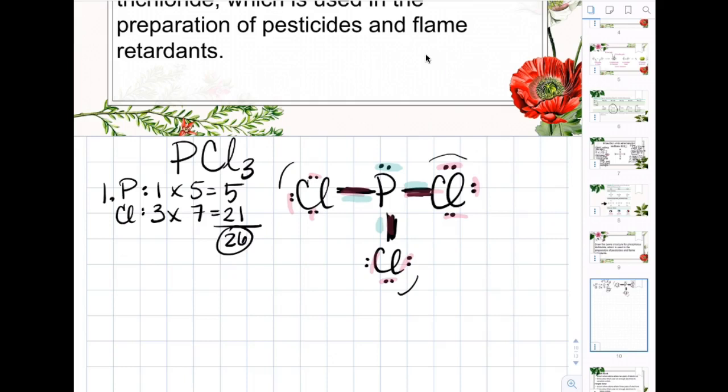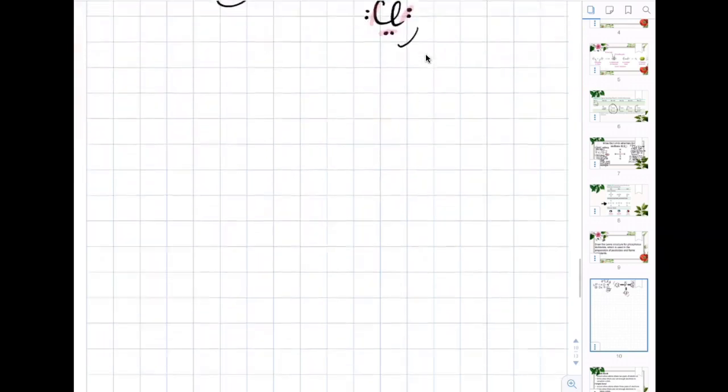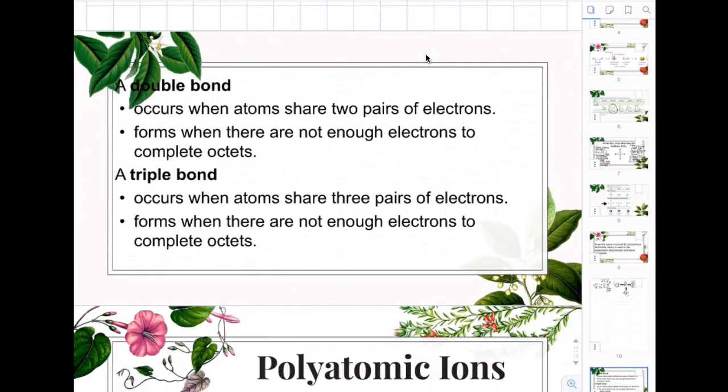So follow the rules step by step. Don't do any double bonding or triple bonding or anything until you think that you have to. So when might I use a double or triple bond? A double bond occurs when the atoms are sharing 2 pairs of electrons, and it forms when we don't have enough electrons to complete octets. A triple bond's the same way, except we're sharing 3 pairs of electrons.